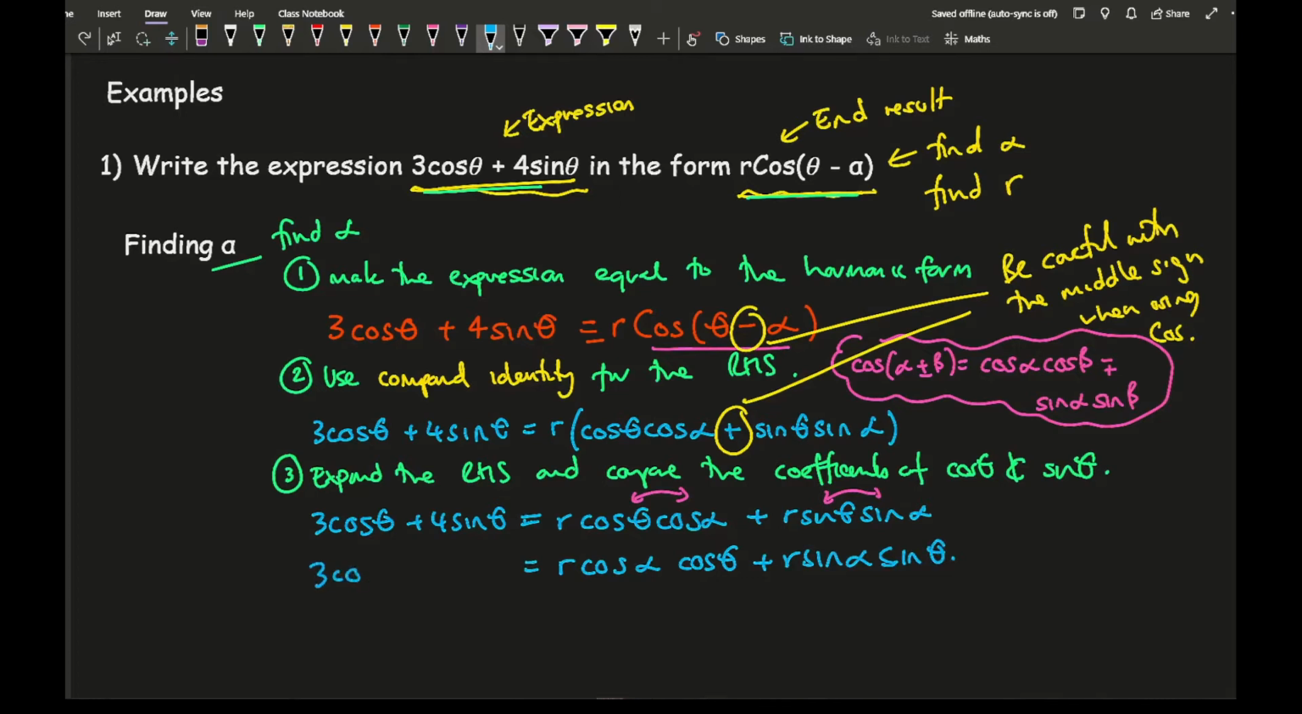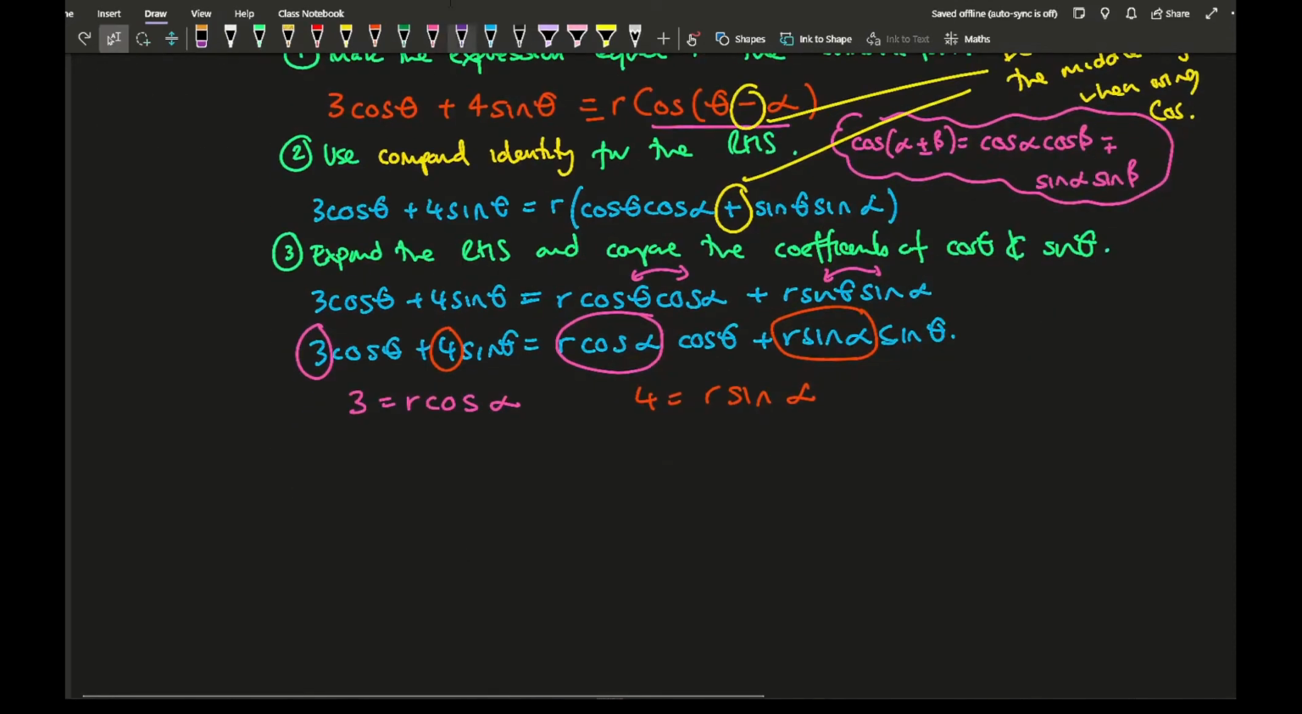Now in terms of comparing the coefficients, what I notice is that this 3 must be equal to this. So here we've got 3 equals r cos alpha, and comparing the other coefficient, I've got 4 must equal that. So here 4 equals r sine alpha. And I'm just going to make a little note of that. So let me put a little hashtag 1 on there, because we will be coming back to that when we're looking at finding r.